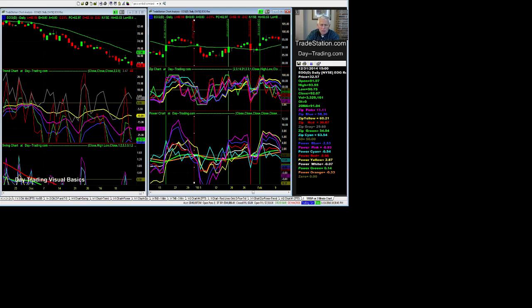What really controls your positional cycle, or in other words, the location of your line, either above or below zero, is really the power red. The power red is, excuse me, the best position cycle indicator in the system. When it is above zero, you're pretty much in an uptrend. When it is below zero, you're in a downtrend.